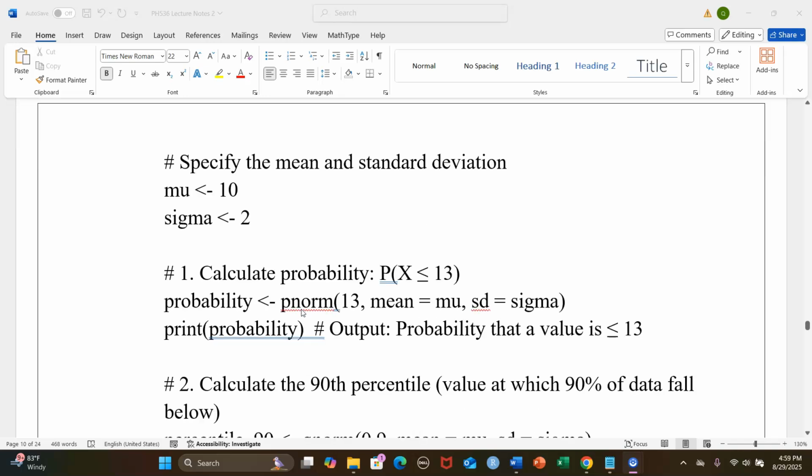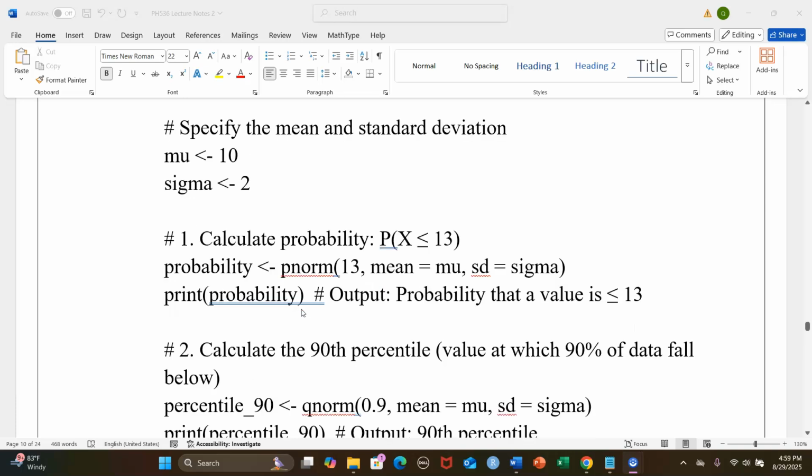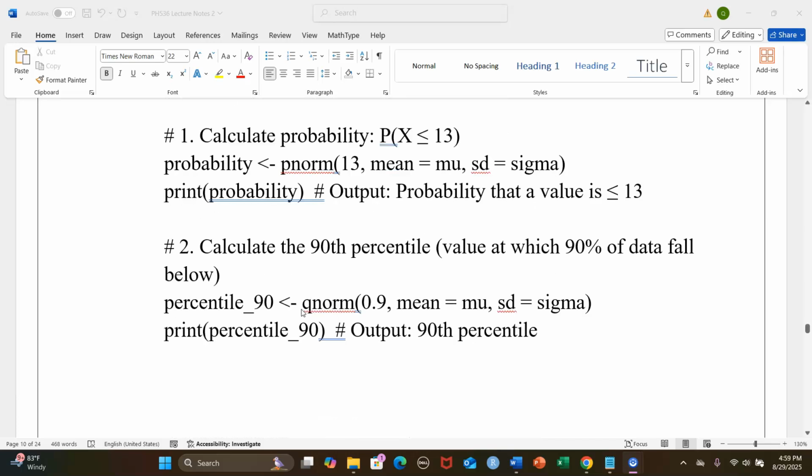And you can perform probability calculations. For example, you assign 10 as the mean and 2 as the sigma, the standard deviation. We're going to calculate the normal distribution for probability x less than or equal to 13. So probability is assigned as pnorm, you give it 13 and mean equal to mu, SD equal to sigma. You can print out the probability to get the probability value.